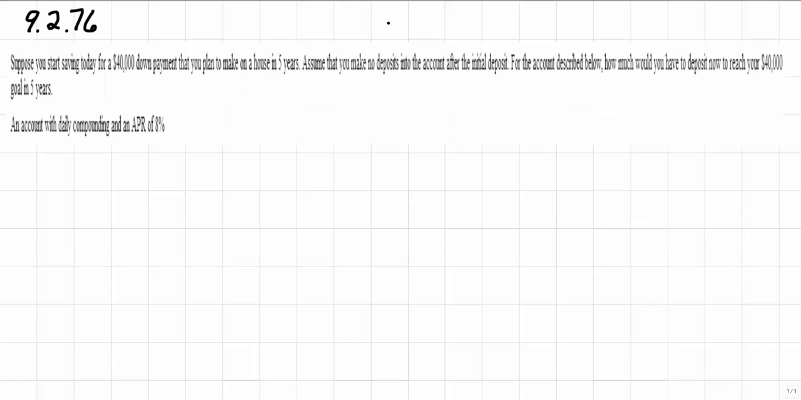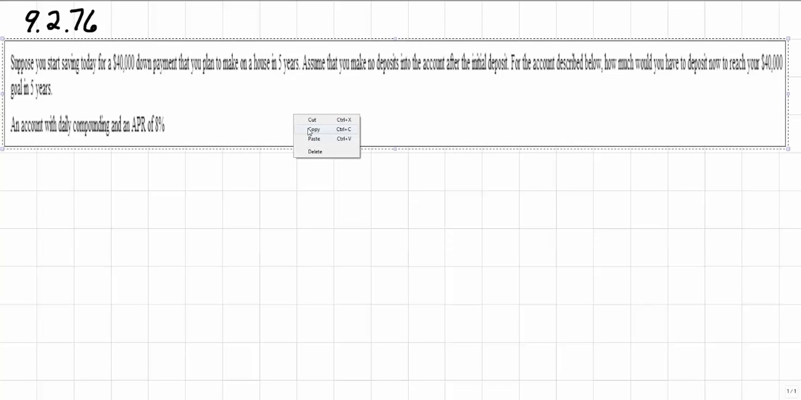Alright, suppose you start saving today for a $40,000 down payment that you plan to make on a house in 5 years. Assume that you make no deposits into the account after the initial deposit. For the account described below, how much would you have to deposit now to reach your $40,000 goal in 5 years? An account with daily compounding and an APR of 8%.